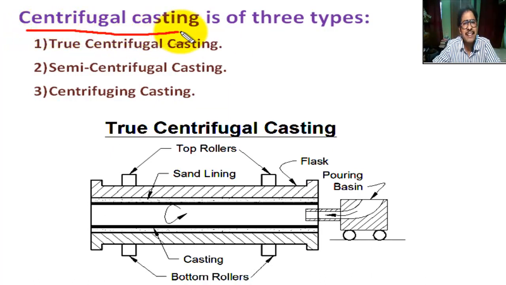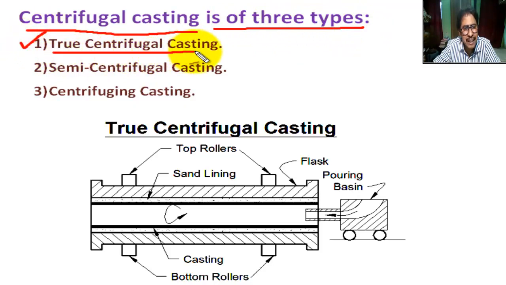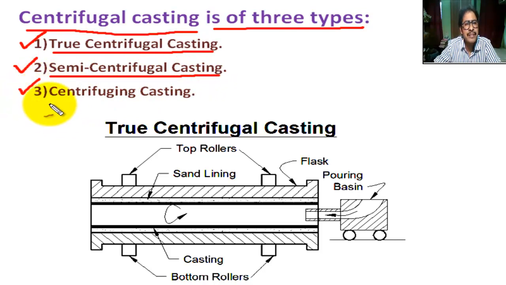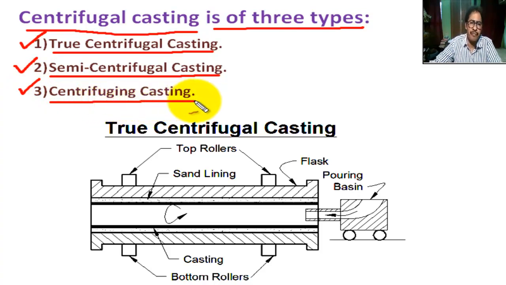Now, types of centrifugal casting. Centrifugal casting is of three types. Number one, true centrifugal casting. Number two, semi-centrifugal casting. Number three, centrifuging casting.